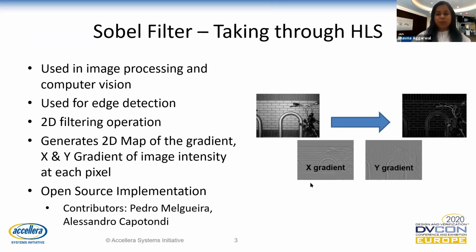An open source C implementation of the algorithm is available on GitHub. Thanks to Sir Pedro Melgoyer and Alessandro Capitondi for the contribution to the open source world.